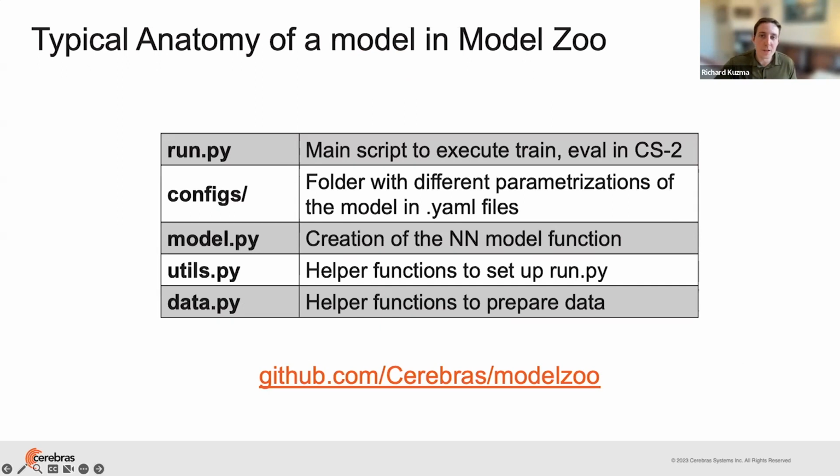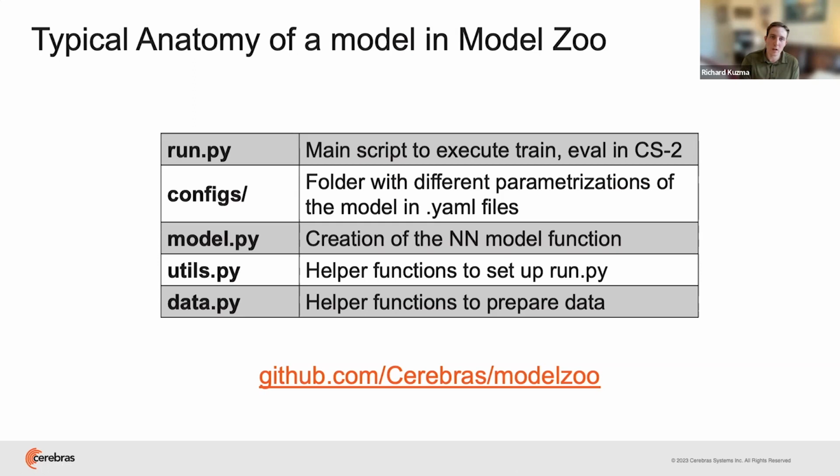So the typical anatomy of a model in Model Zoo looks a lot like this. There's a run script meant to execute the training and evaluation loops. We'll have various configurations, so a directory with different parameterizations of the models in YAML files, whether it's at 7, 13, 33 billion, whatever you need there to help you get started faster. The model script will create a neural network model. The utils provide helper functions to set up the run, and then data, we provide helper functions there.